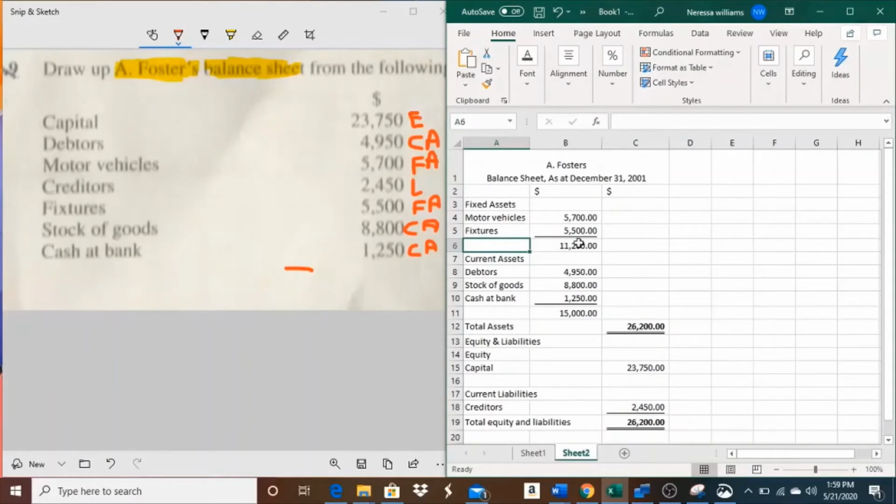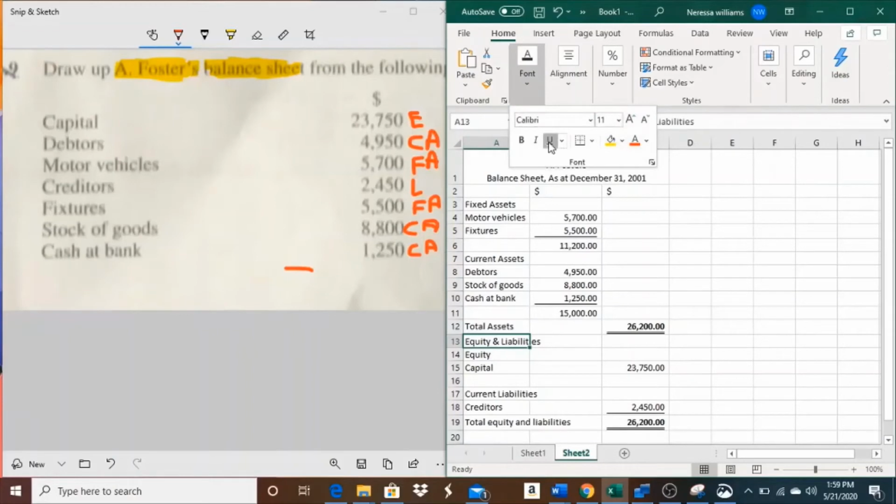Just remember to underline where you're going to do the total. You put an underline in the item above. Ensure you double line your final figures. Ensure you underline these headings. These headings, ensure you underline them. Fixed assets.